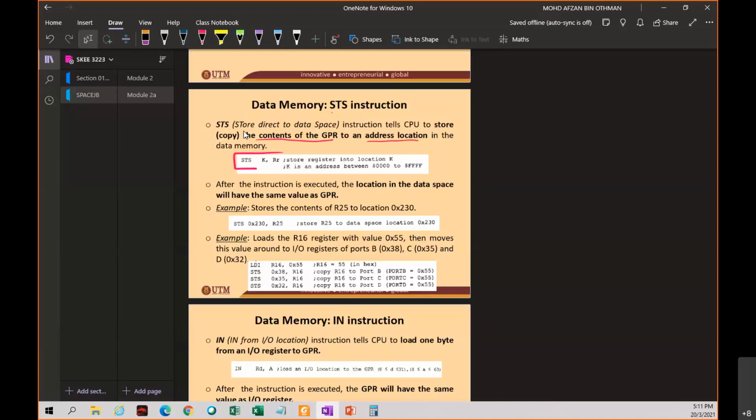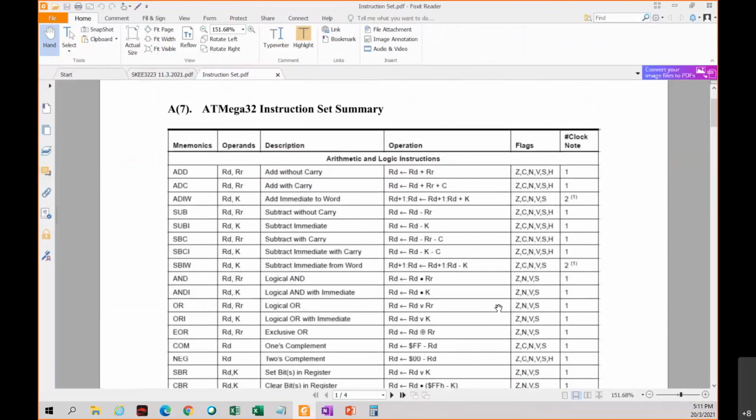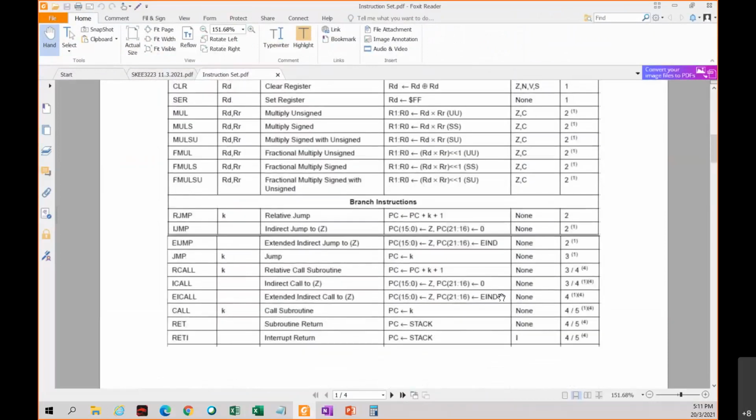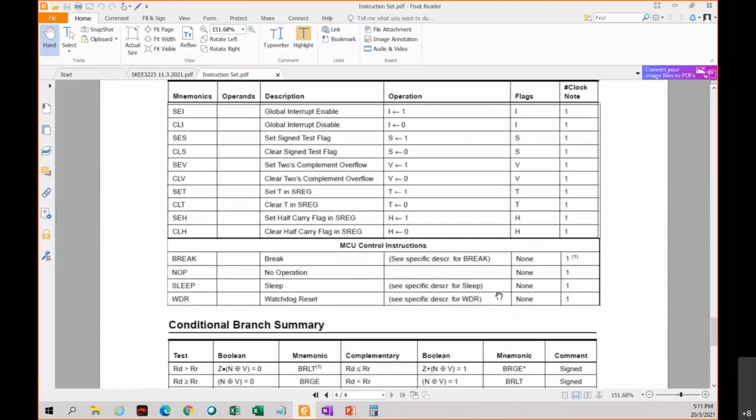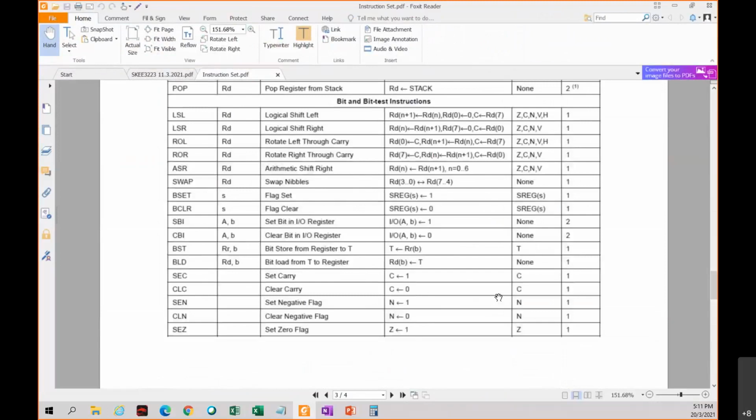So this is the syntax. Okay, STS K, Rr. Okay, don't worry. Okay, so yang ini kamu tak perlu hafal pun dia punya instruction. Okay, because why? Sekejap ya. Okay, you have a lot of instruction. Banyak sangat instruction, tak perlu hafal. Okay, so this instruction here akan diberi. Okay, so this is the instruction yang kita ada. And this instruction will be given in the final exam as well as in the test. So you no need to hafal this instruction.